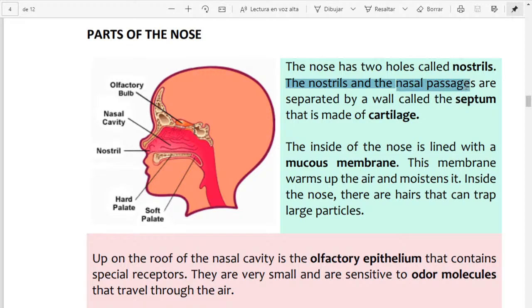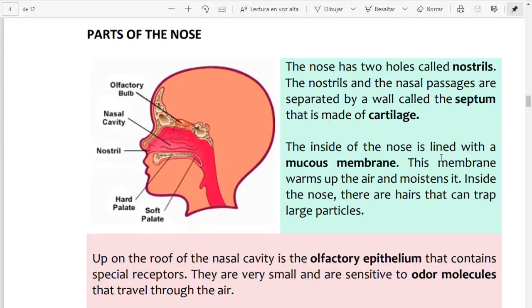The nostrils and the nasal passages are separated by a wall called the septum that is made of cartilage. So this is the septum. You don't have here the name, but this is the septum. Cartilage is like a bone, but it is really flexible. Bones are brittle, are hard, but they are not flexible. Cartilage is flexible. Okay, good.